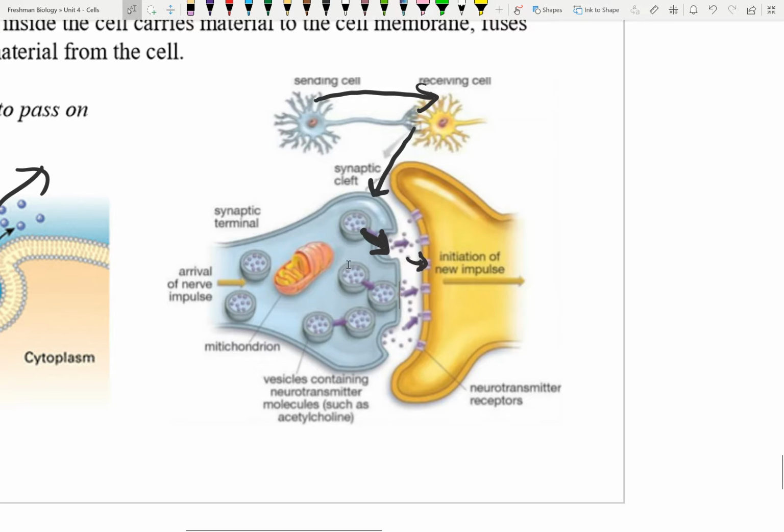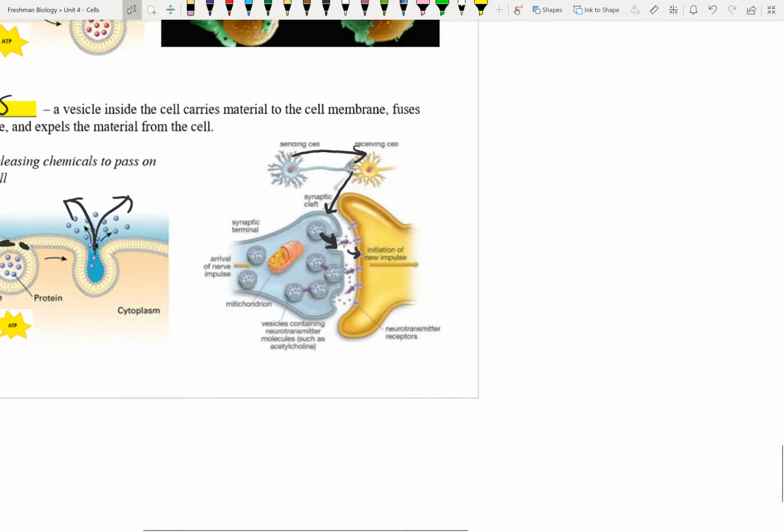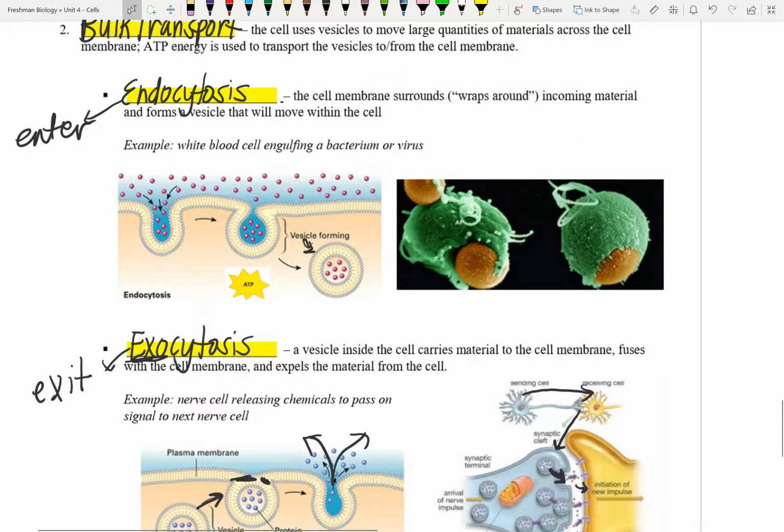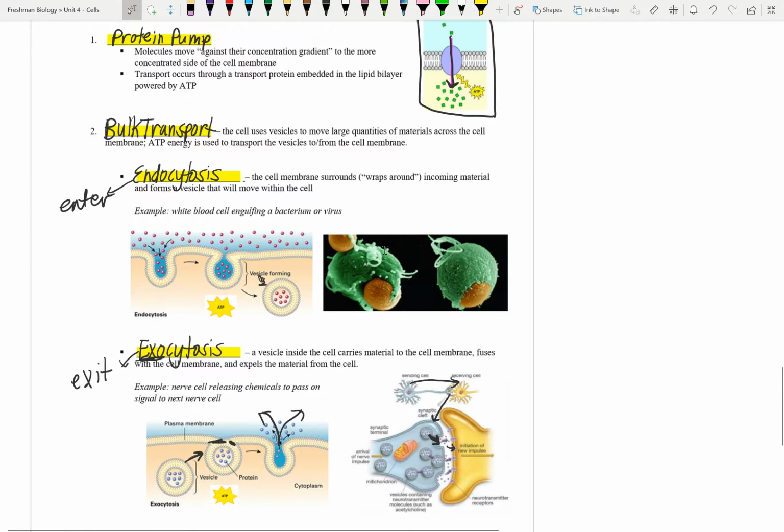So as far as cell transport goes, just think about here. Remember, it's bulk transport. We have a lot of material being moved out of the cell all at once, and since the material is moving out, we call it exocytosis, and ATP energy would need to be used to do that. All right, so all three of these, protein pump, and then our two types of bulk transport, would require ATP energy, meaning the cell is having to spend energy to get this work done, transporting things across the cell membrane.